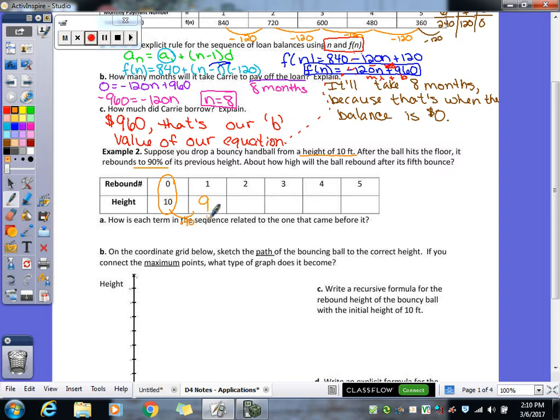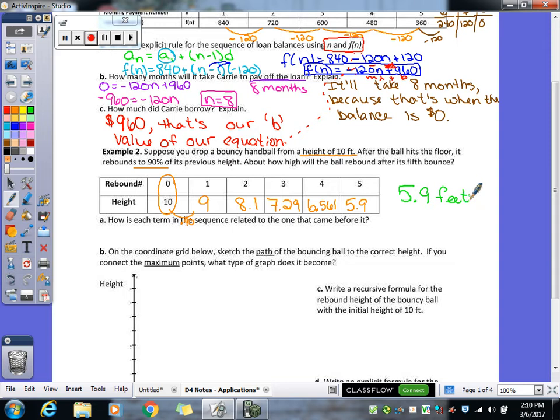So that's going to give me a 9. And then times 0.90 again, that gives me an 8.1. Times 0.90 gives me 7.29. Times 0.90, 6.561. And then times 0.90 again, we'll round this to 5.9. So to answer this question about how high will the ball rebound after its fifth bounce, about 5.9 feet.